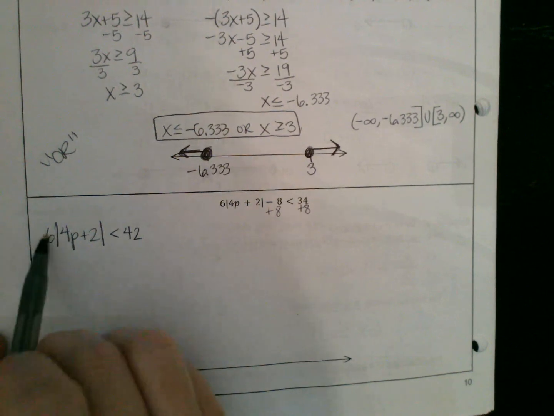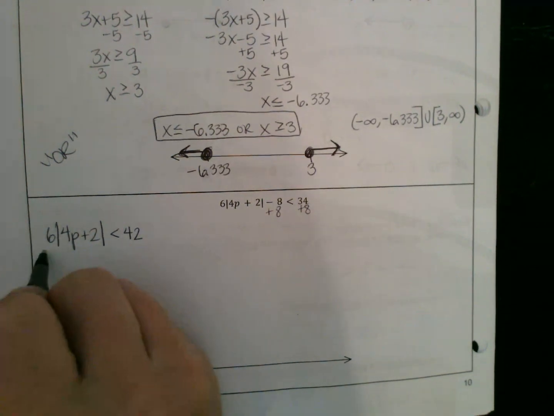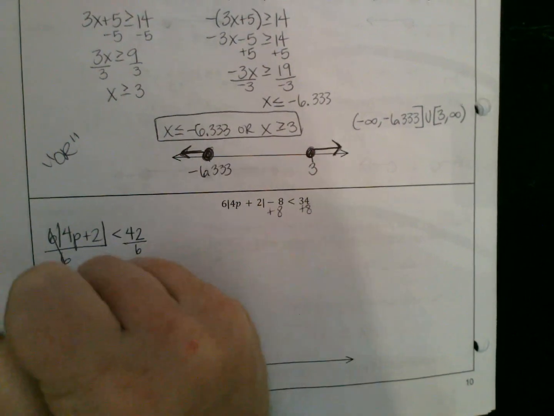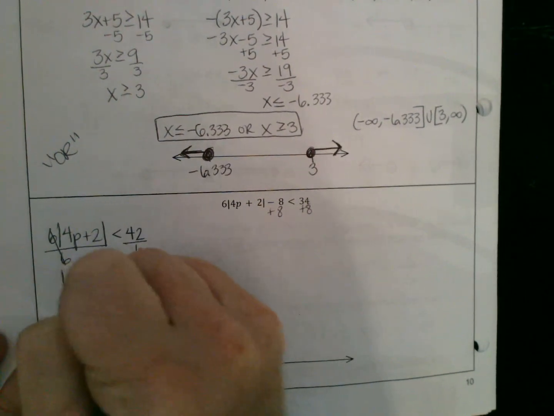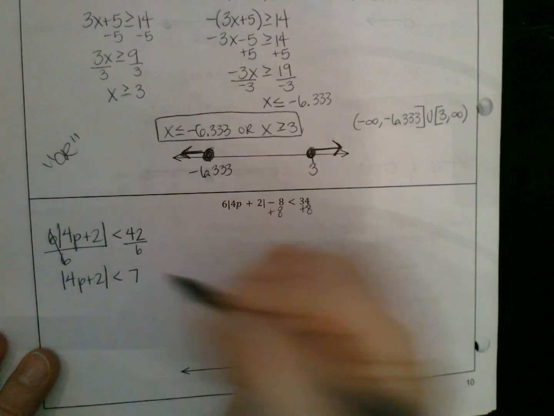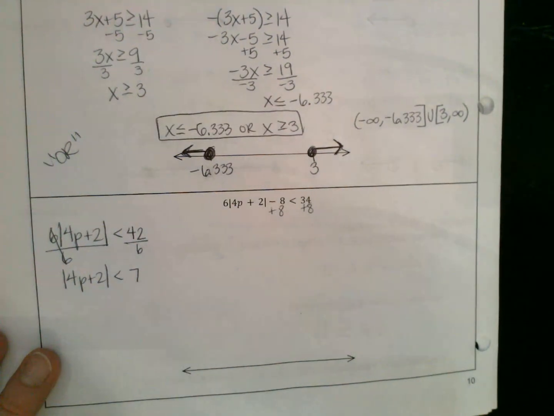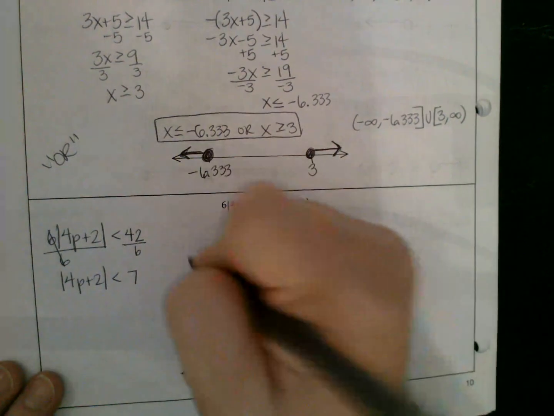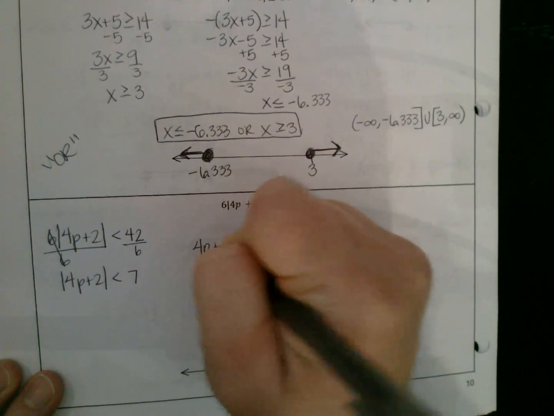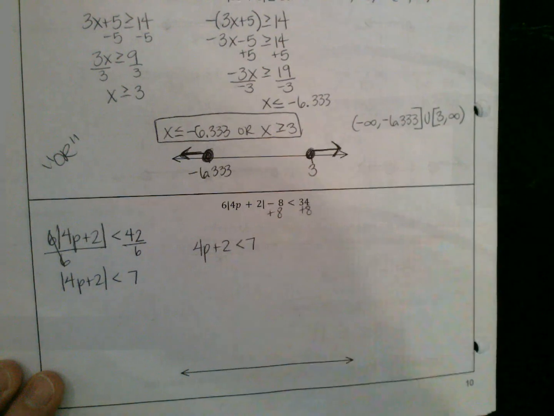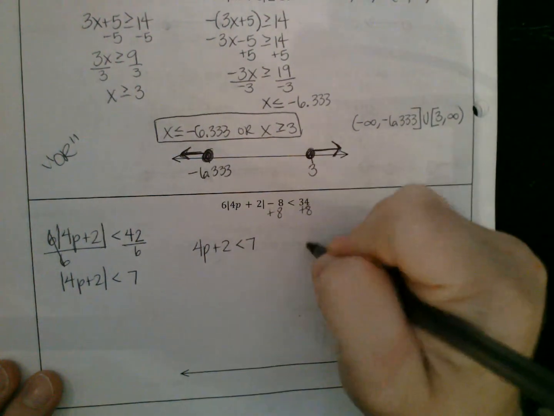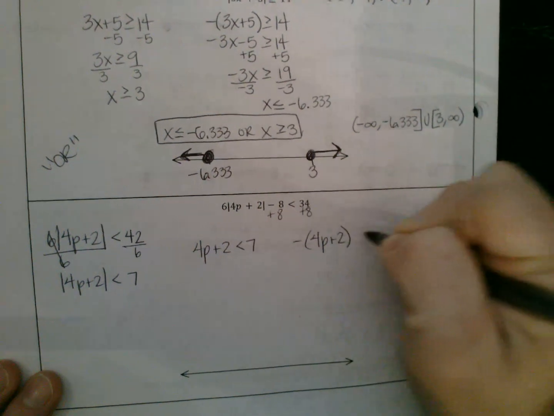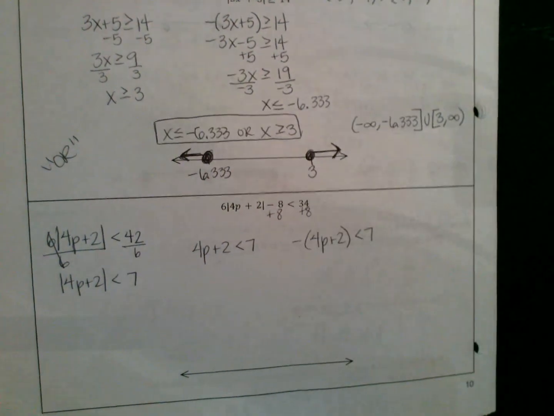Absolute value is still not alone. It's got this 6 out in front that's multiplying, so we're going to divide by 6. Absolute value of 4p plus 2 is less than 7. All right, now I'm going to split and make my two inequalities. 4p plus 2 is less than 7. Everything stays the same, and then make it negative. Negative 4p plus 2 is less than 7.